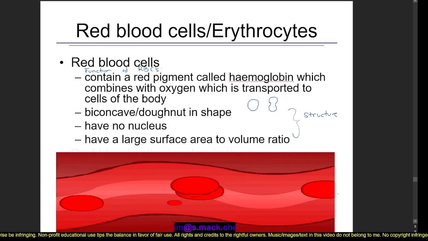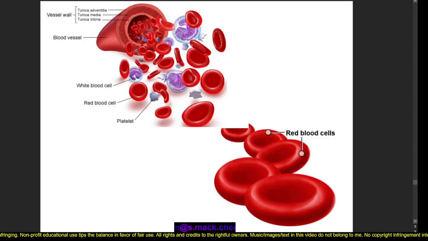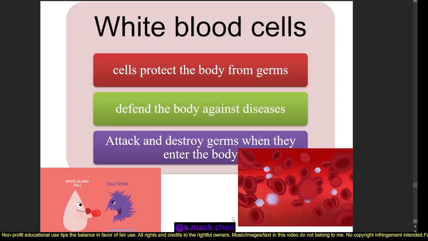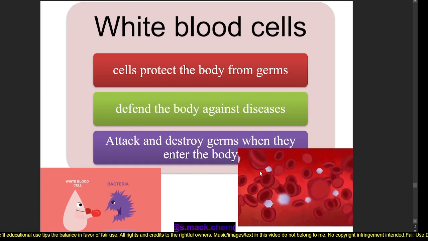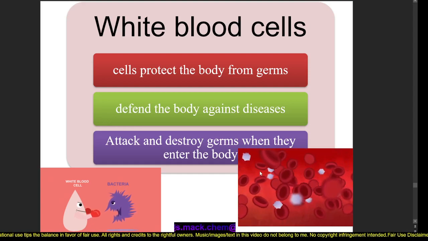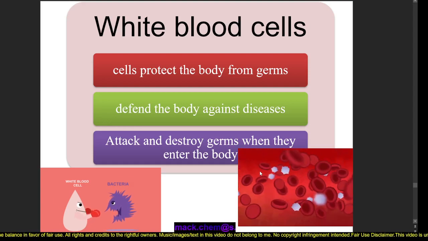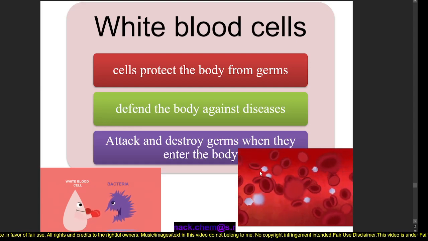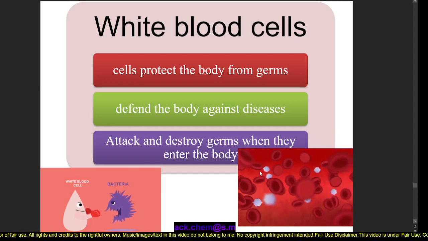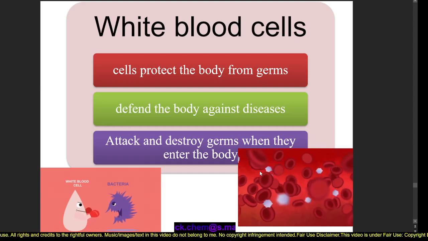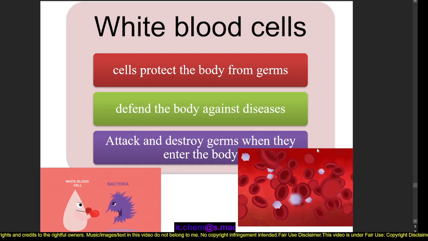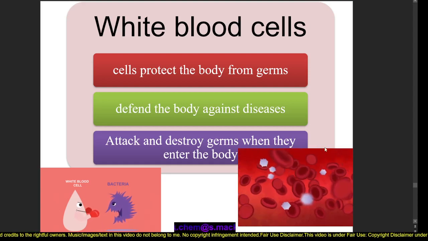Let's move on to looking at white blood cells. Now, white blood cells help to protect the body, they help to defend the body, and we say that they help to protect the body from germs, help to defend the body against diseases, and they can do so in two ways that we're going to look at very simply.